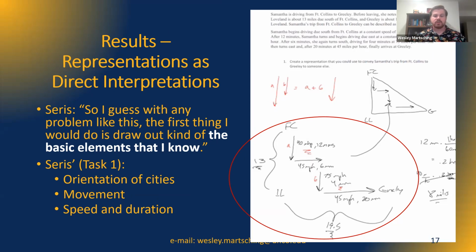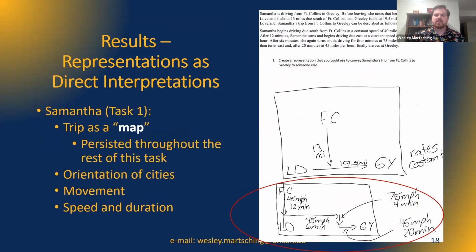He drew these vectors that depicted the car's trip from Fort Collins around Loveland to Greeley. Next to each of these vectors, he wrote out how fast the car was traveling, how long it was traveling for, and then out to the left and below, he illustrated the distance between each of the cities. Similarly, Samantha created this map that also depicted the orientation of the towns and showed the speed and duration of each leg of the journey as well.